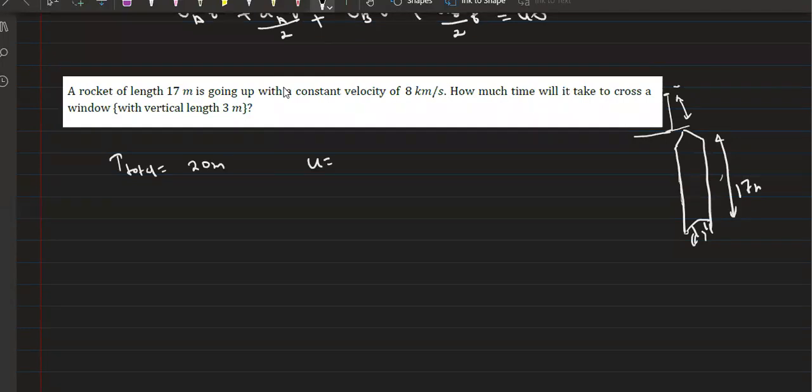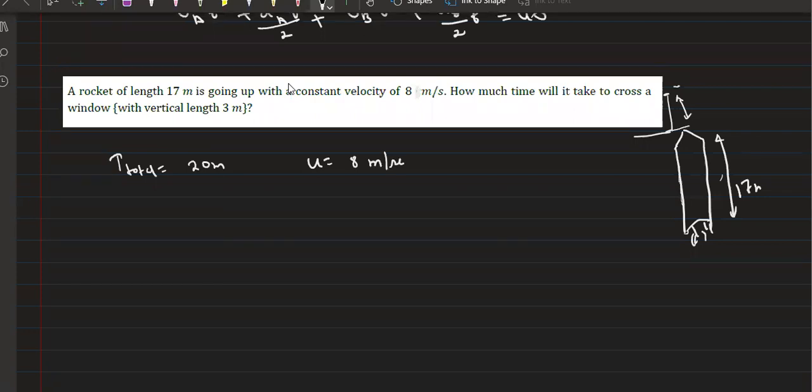U is equal to 8 kilometer per hour, so you have to convert into meter per second. Got it? Okay. Sorry, this is a misprint. This is 8 meter per second, because kilometer per second is wrong. Yeah, it is 8 meter per second. It is a printing mistake. It is 8 meter per second, so you know that.